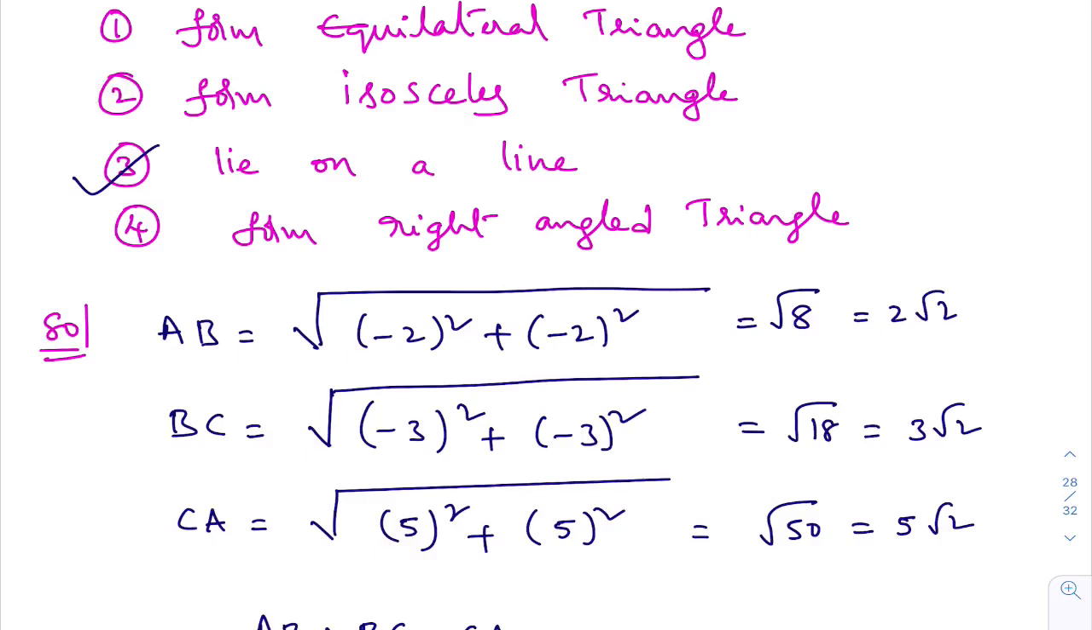Does it satisfy Pythagoras theorem? The square of any side should be the sum of the squares of the other two sides. You check here. You just square them: 8, 18, 50 you are getting. Is the sum of any two equal to the third one? You check. No. So obviously what is the right option? The right option is the remaining one. Here 4 options are there, these 3 options are wrong. So obviously the right option is that the points lie on a line.